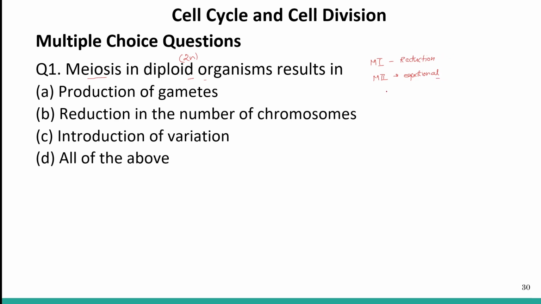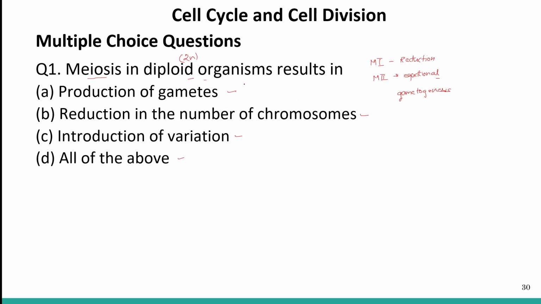Alright, and we know meiosis takes place during gamete formation, or you can say during gametogenesis. Gametogenesis is formation of gametes. So let's study the options. First one is meiosis takes place in diploid organism, results in the production of gametes. Second, reduction in the number of chromosomes. Third, introduction of variation. And the fourth option is all of the above.